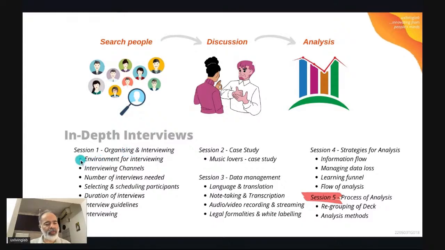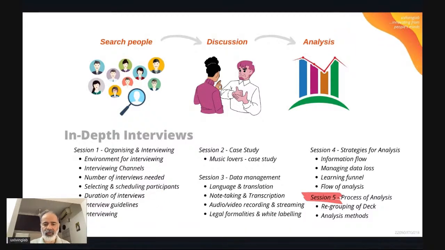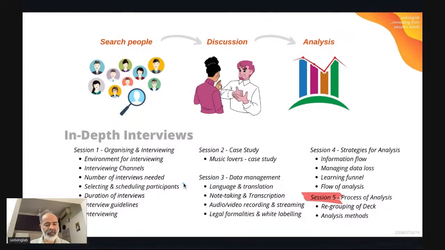In session 1, we went through organizing and interviewing: the environment for interviewing, interviewing channels, number of interviews needed, selecting and scheduling participants, duration of interviews, interview guidelines, interviewing. Then in session 2, we discussed a case study, music lovers. Then in session 3, we discussed data management, the language and translation process, note taking and transcription, audio video recording and streaming, legal formalities, and white labeling.